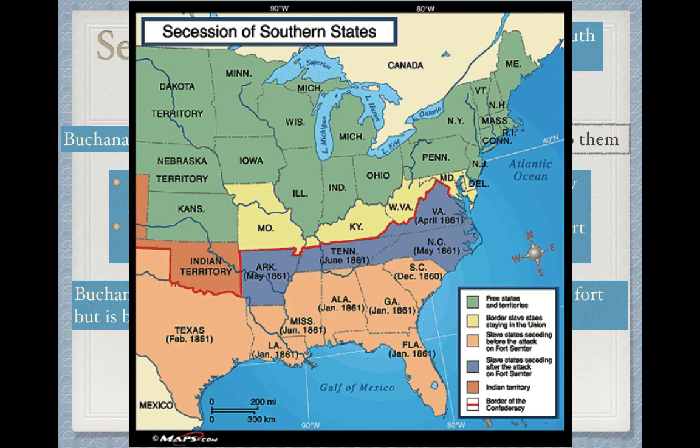So it's pretty quick. South Carolina secedes in 1860. And look up there at Tennessee, June of 1861. So while there are some gaps between when the states secede, it all still happens in pretty short order. Will there be a compromise?